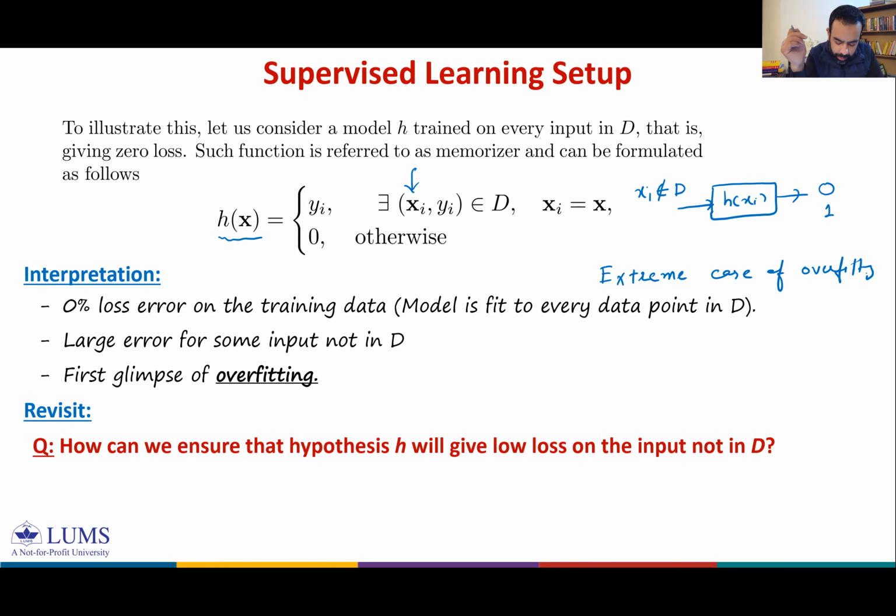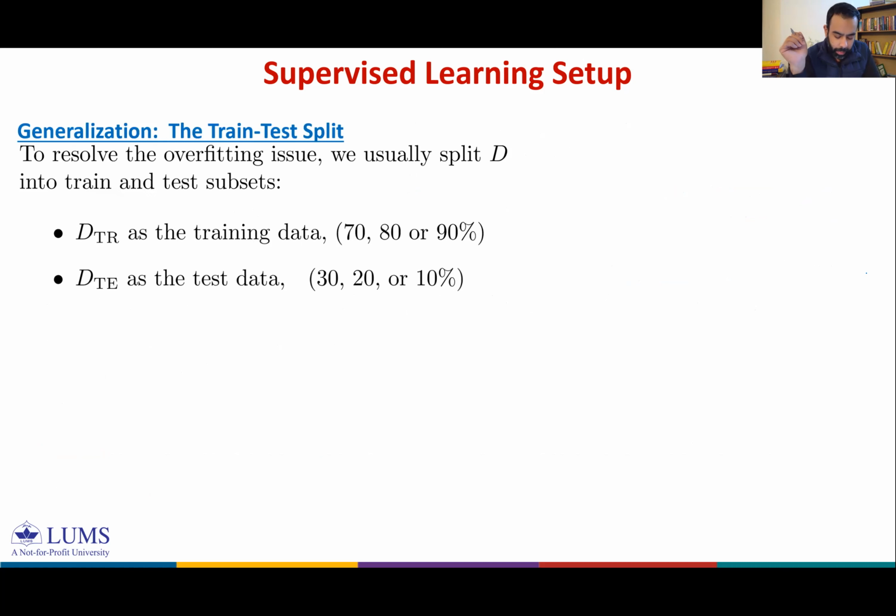So now we can answer the question, how can we ensure that hypothesis H will give low loss on the input not in D? The idea is, हम डेटा को स्प्लिट कर लेते हैं. हमारे डेटा D है ना, we split it into 2 parts, training data and testing data. And let's see how we use these 2 data sets to find a hypothesis function that is generalized enough for inputs not in D. So idea क्या है? We usually split D into 2 parts, training and testing. We use 70-30 or 80-20 or 90-10.